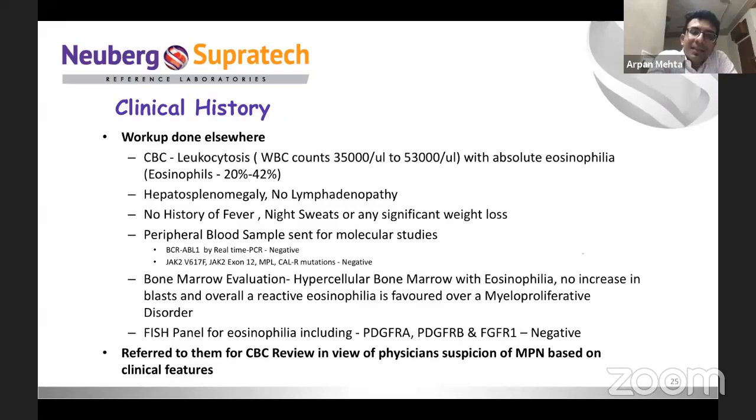Peripheral blood samples sent outside for molecular studies showed negative BCR-ABL1 by real-time PCR, and JAK2 V617F, exon 12, MPL, and CALR mutations were negative. The bone marrow showed a reactive eosinophilia rather than a myeloproliferative neoplasm. A FISH panel was also done, which included PDGFRA, PDGFRB, and FGFR1 rearrangements. They were negative. And then it was referred to us for CBC review in view of physician suspicion of MPN based on clinical features.